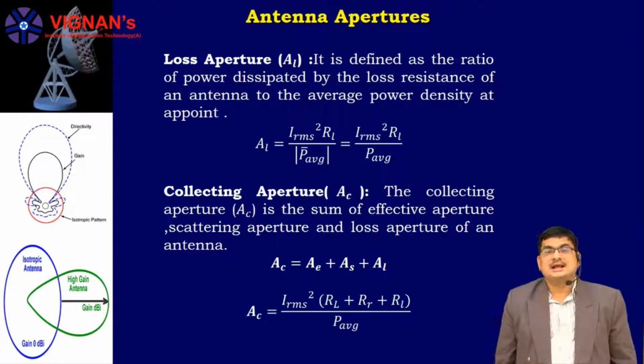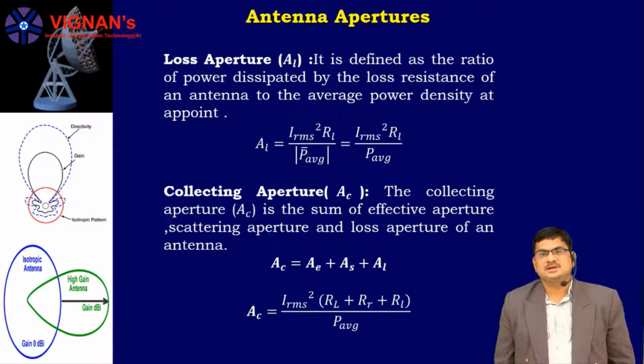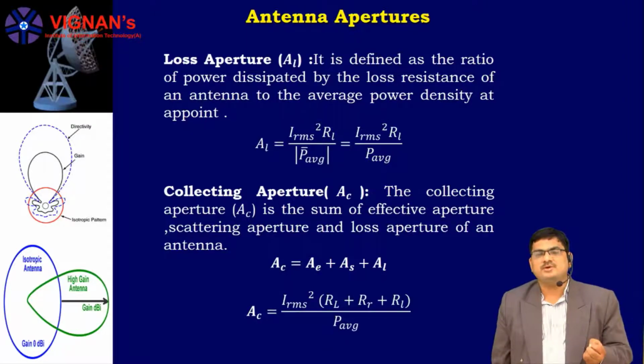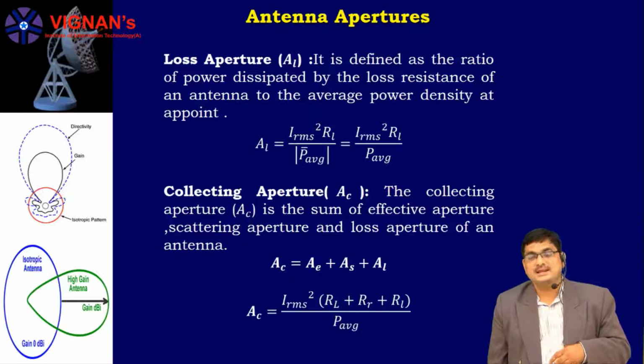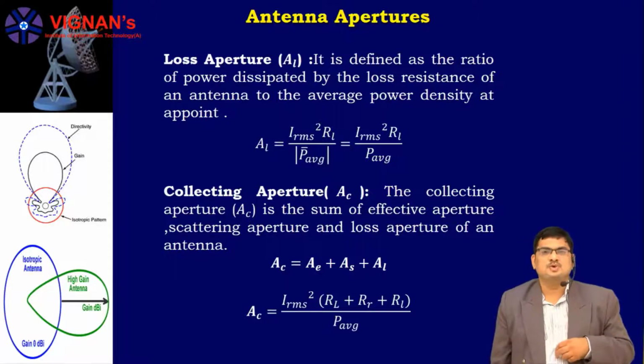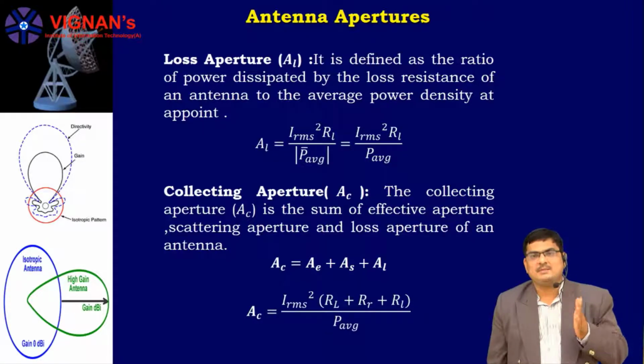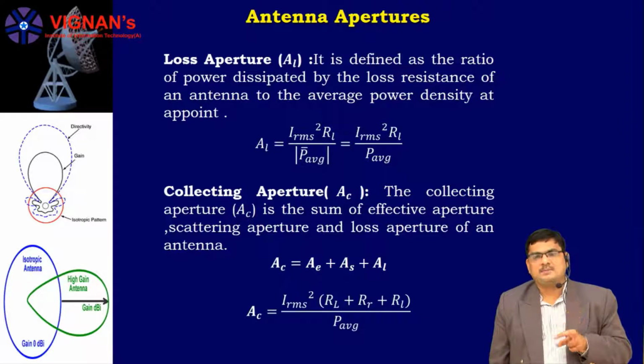Next is the collecting aperture. The sum of the effective aperture, scattering aperture, and loss aperture is called the collecting aperture. So AC equals AE plus AS plus AL. If you take the common factor I square RMS by P average, it is multiplied by RL plus RR plus R small l.